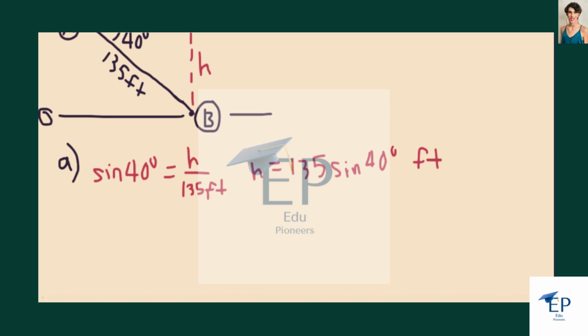Now, feet in a meter, that's 3.281. So there are 3.281 feet in a meter. So I'm going to put that in for height.